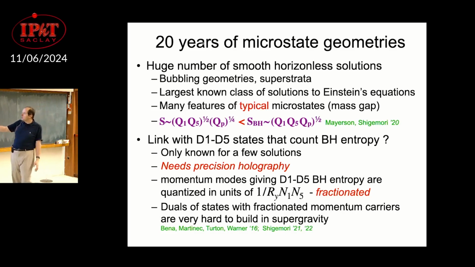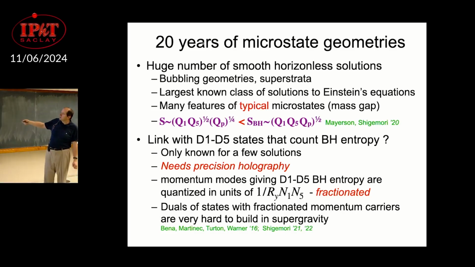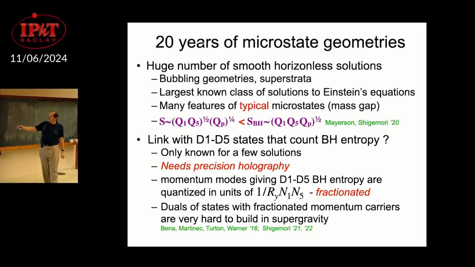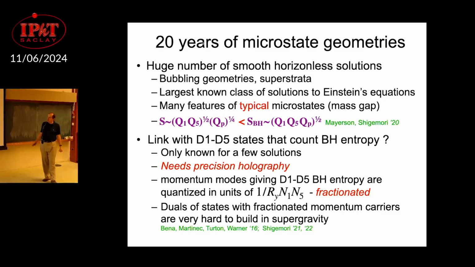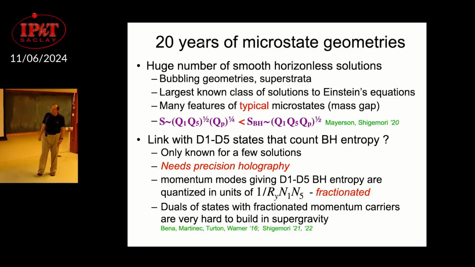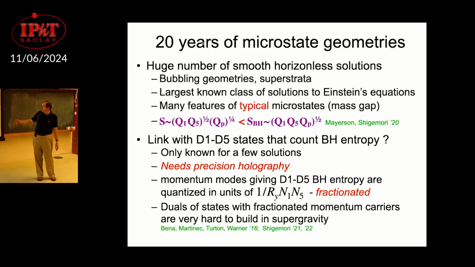In the bulk, we also understand. There are some papers by Masaki and also by Masaki and Daniel, which explain why the entropy of these guys is smaller than the black hole. Moreover, we have a very tenuous link with the D1D5 states which count the black hole entropy. It's very hard to identify. Given a supergravity solution, it's very hard to identify what's the dual state.